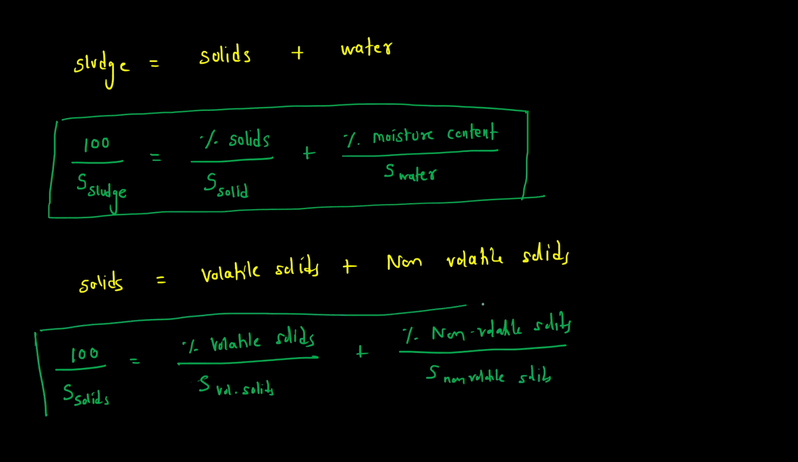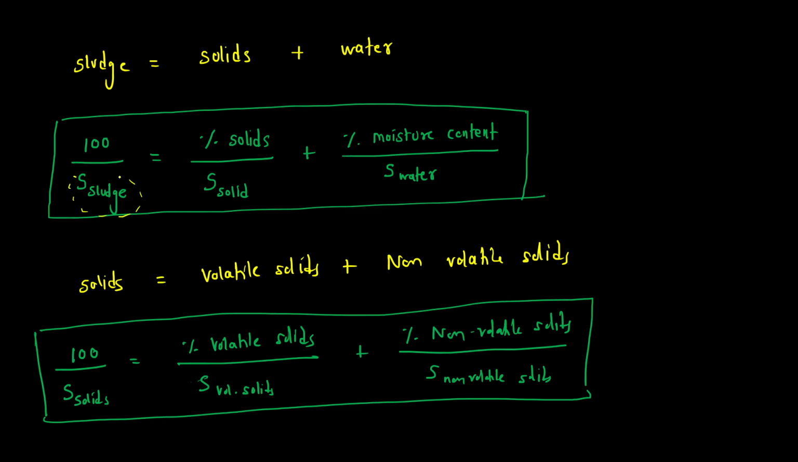Okay, so if in the question volatile and non-volatile solid percentage and specific gravity are given, then initially you have to find out the specific gravity of solids from the second equation, then use the first equation to find out the specific gravity of sludge. So these are the important equations for the calculation.